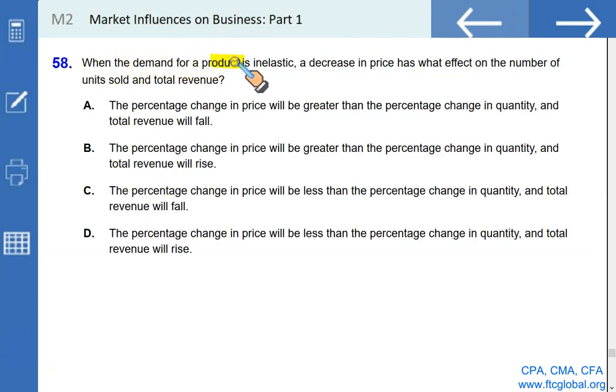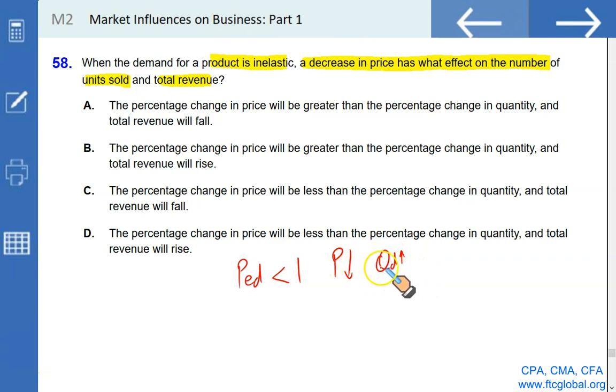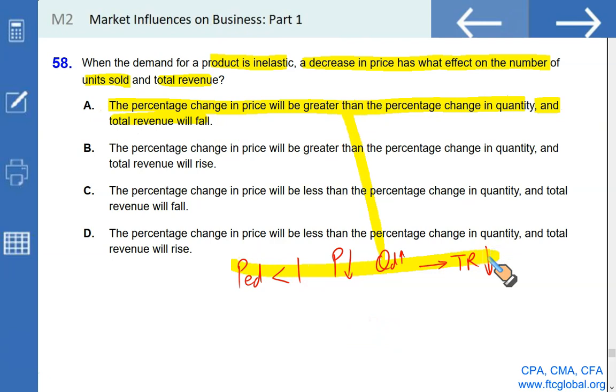When the demand for a product is inelastic, a decrease in price has what effect on the number of units sold and total revenue? We know if the price elasticity of demand is less than 1, a decrease in price will cause an increase in quantity demanded, but the quantity demanded would increase less than proportionally to the decrease in price. Resultantly, the total revenue would decrease. So that makes A the correct option. The percentage change in price will be greater than the percentage change in quantity demanded, and the total revenue will fall as per this arrangement.